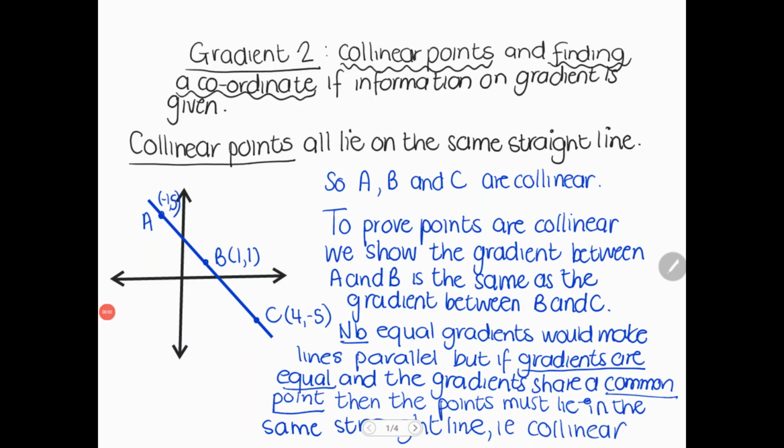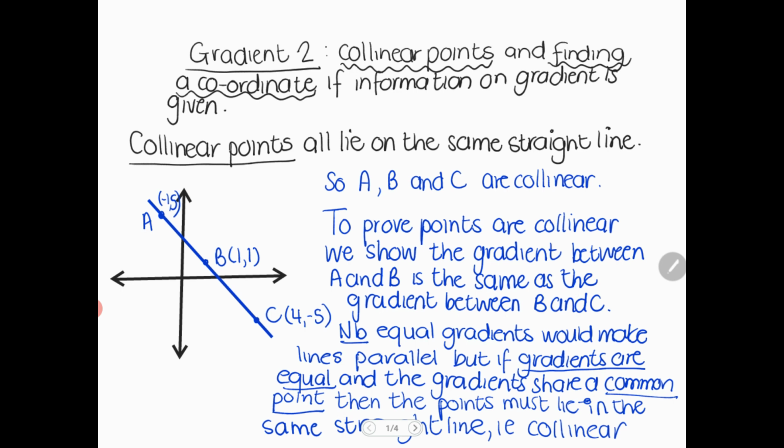All right, so we're looking at collinear points today, and also applications of gradients. Collinear points lie on the same straight line. So in this diagram we have here, A, B, and C would be collinear. They're on the same straight line.